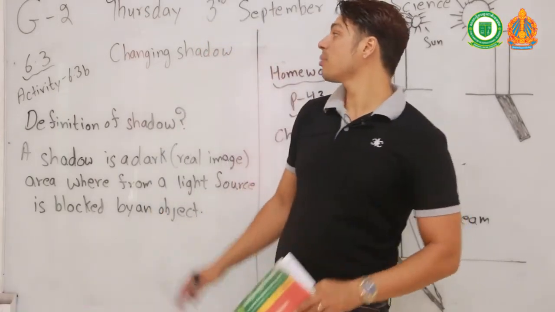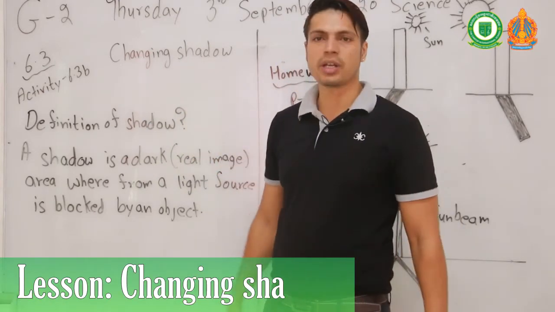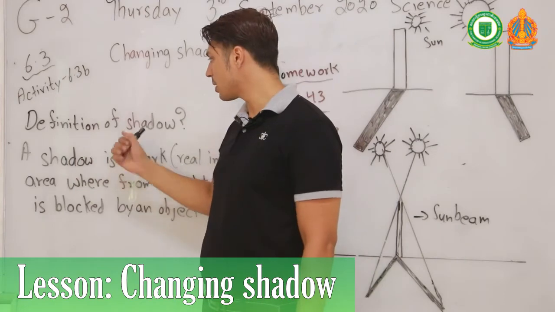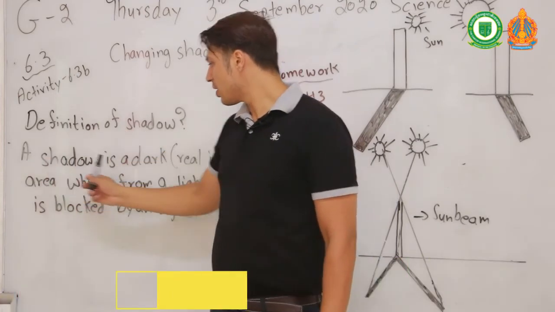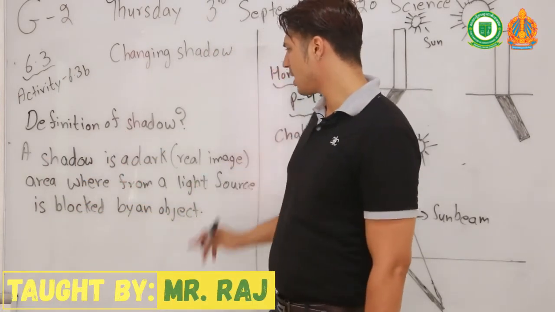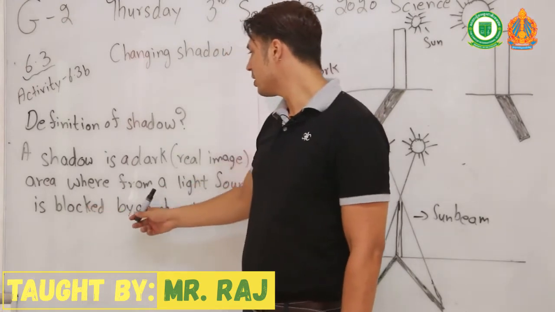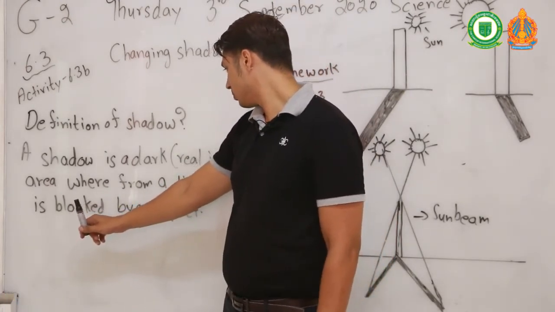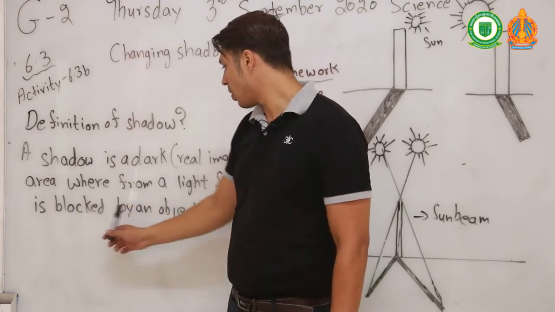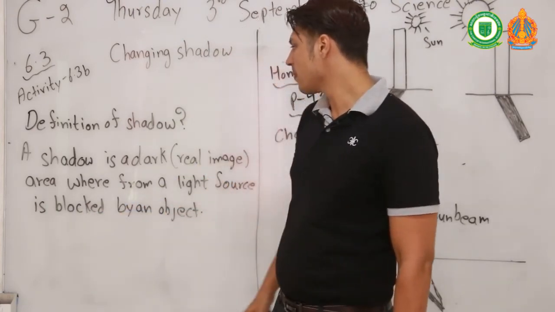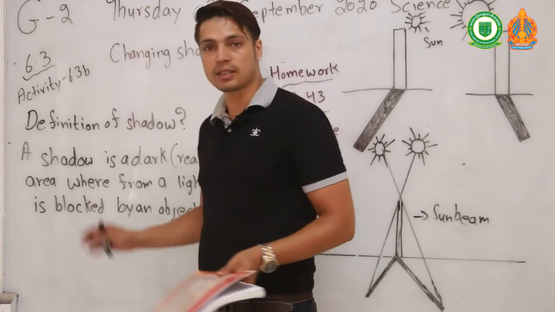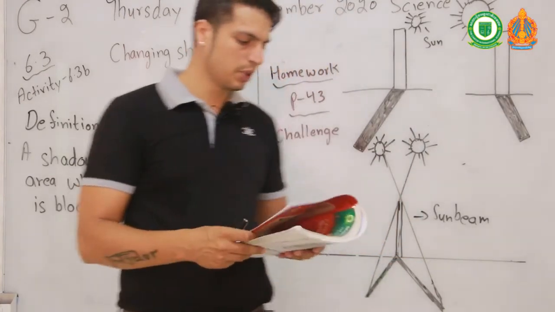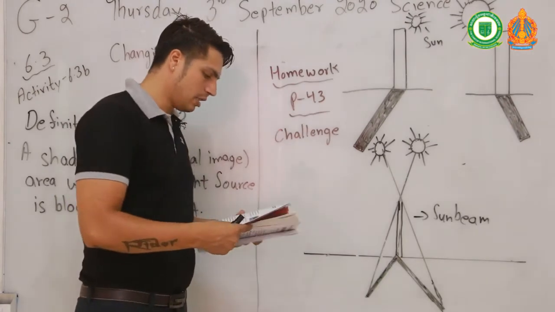Today we learned about changing shadows. So what is the definition of shadow? A shadow is a dark area where light from a light source is blocked by an object. So this is the definition of shadow.